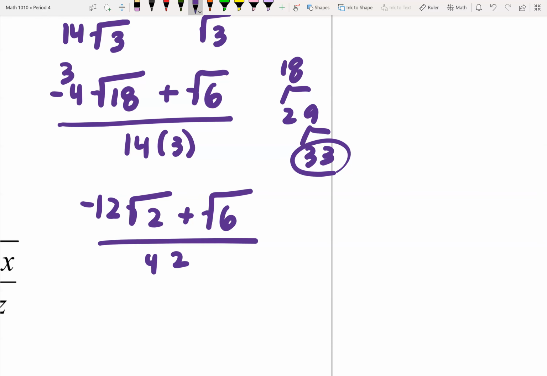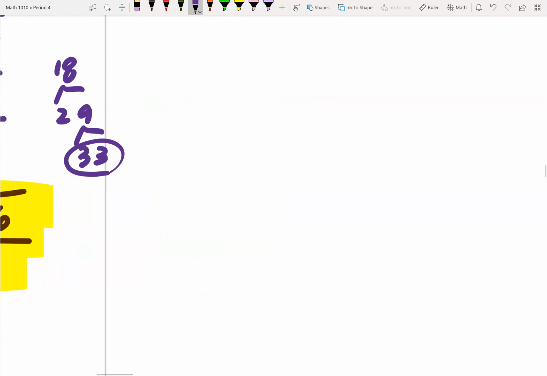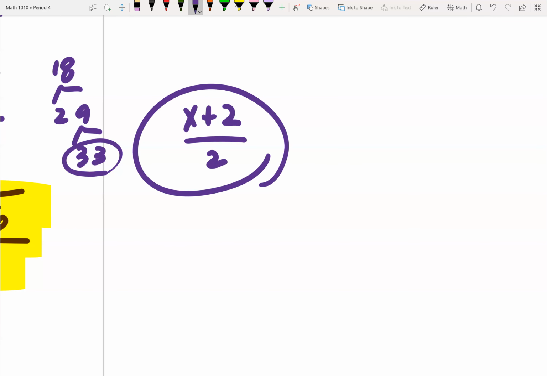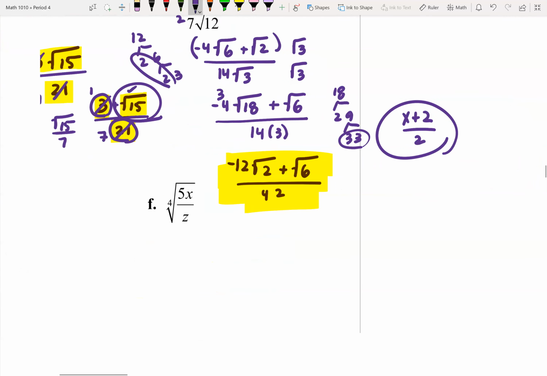I cannot. I cannot reduce the 12 and the 42 because it would be rude. To whom? To the 6. Yeah, so don't be rude. You cannot reduce that thing. Okay? How about this? Can I reduce the 2's? Nope. Now you know why, right? Why? It's rude. To whom? To the X. Good.